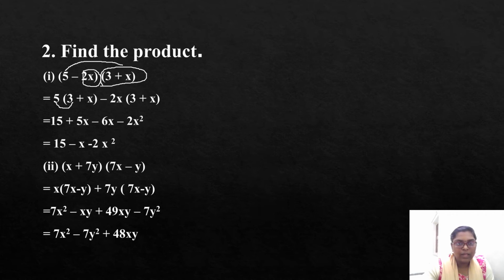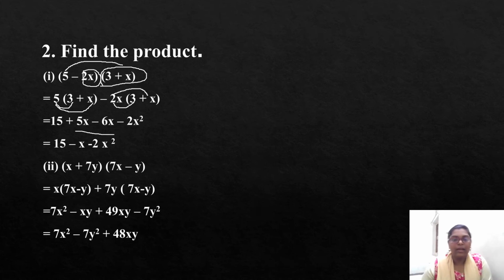So now how we will multiply? 5 into 3, 15 plus 5 into x, 5x. In between minus sign, 2 into 3, 6. Minus into plus minus, 2 into 1, 2. X into x, x square. So I am arranging it. See here, this is 5x and minus 6x. Both are x terms. So minus, this is plus, so we have to subtract 6 minus 5, 1. 6 is the bigger number having the sign minus. So minus x minus 2x square.